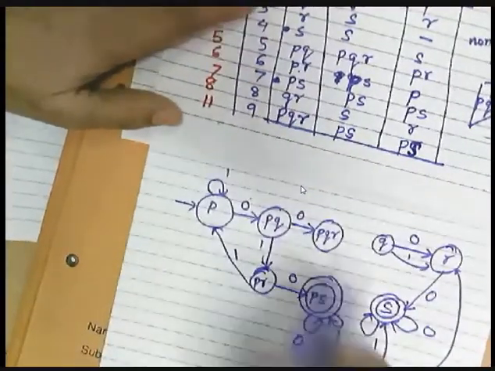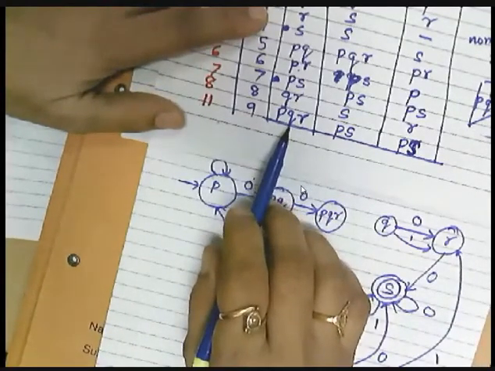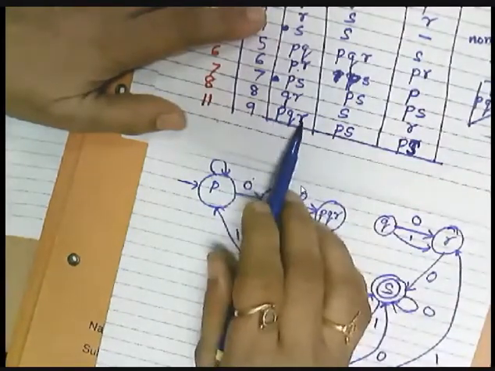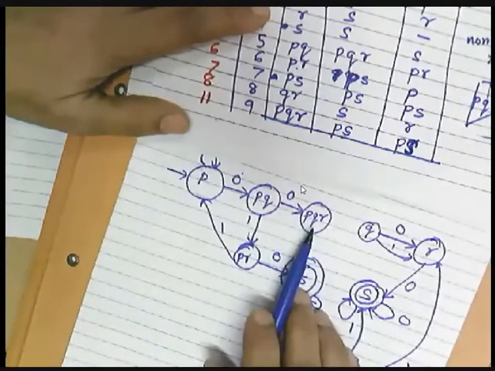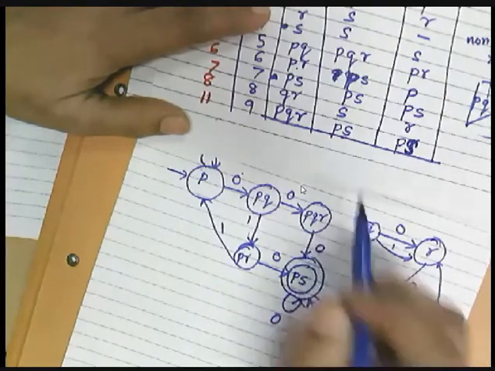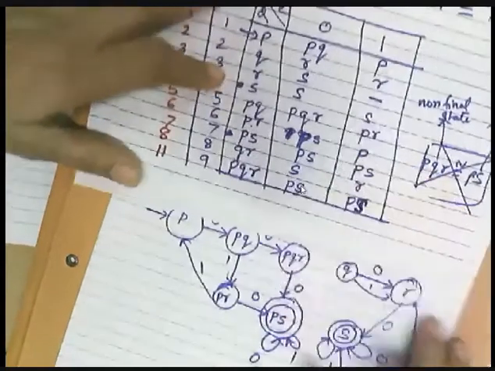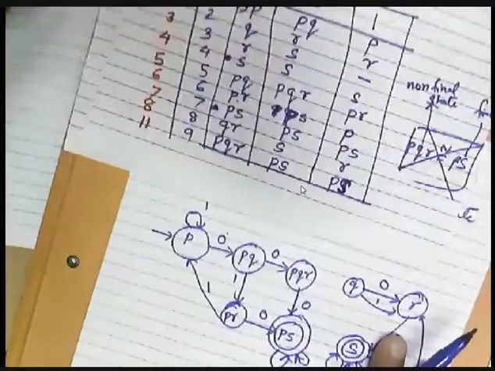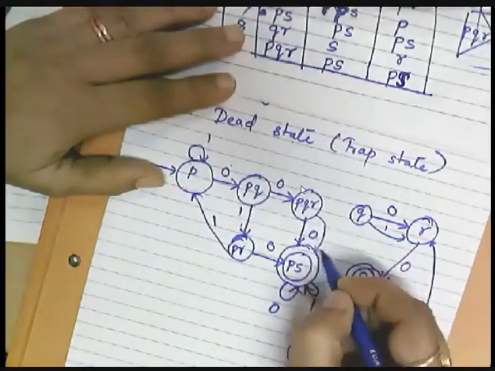Next, PQR. PQR is a state. Yes. Where is my PQR? Yes, this is my PQR. PQR on 0 moves to PS. And PQR on 1 moves to PS. So PQR on 0 as well as with 1 is moving to S.